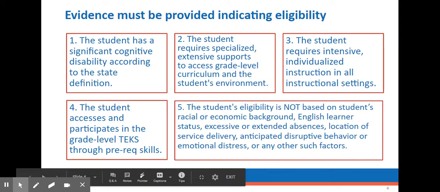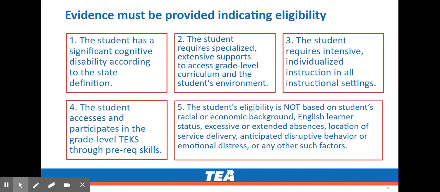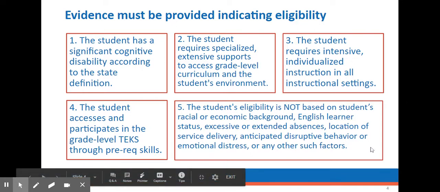Evidence must be provided indicating eligibility. As I stated, they require specialized instruction, intensive individualized instruction. They have a significant cognitive disability, and their eligibility is not based on their racial or economic background, if they're an English language learner, if they've had a lot of absences, if they have disruptive behavior or emotional distress. None of that is included in why they would take STAAR ALT 2.